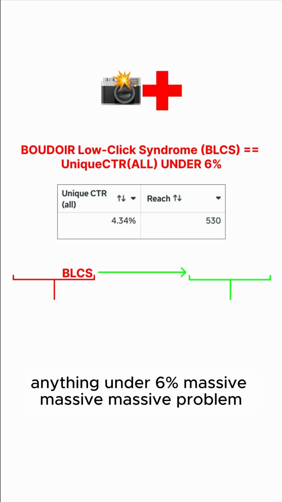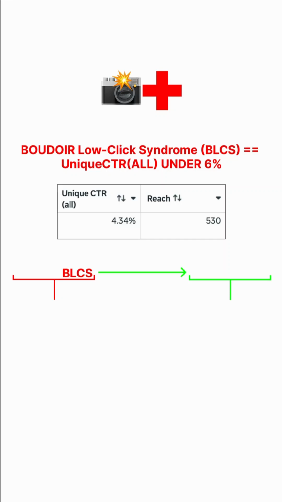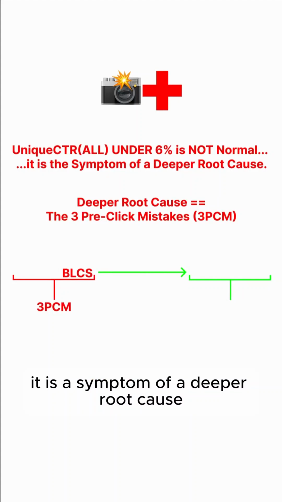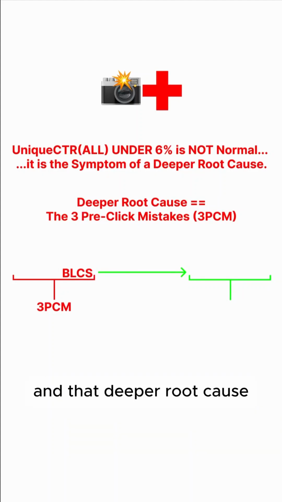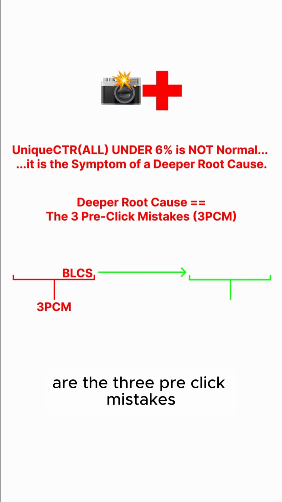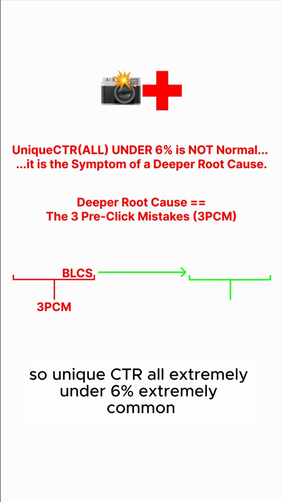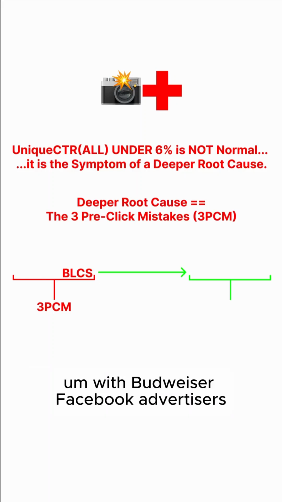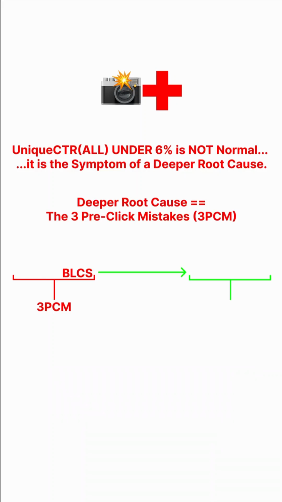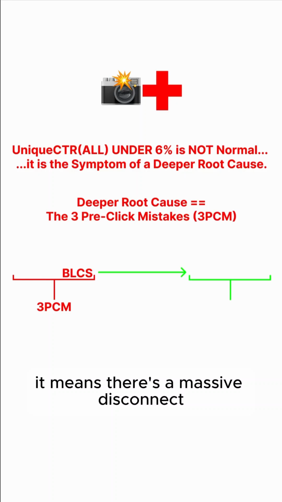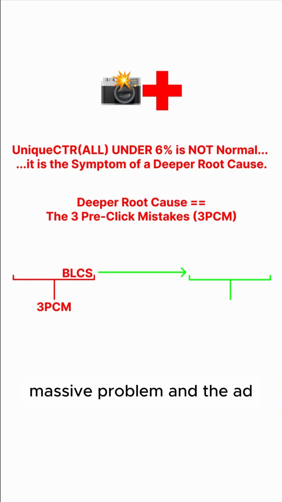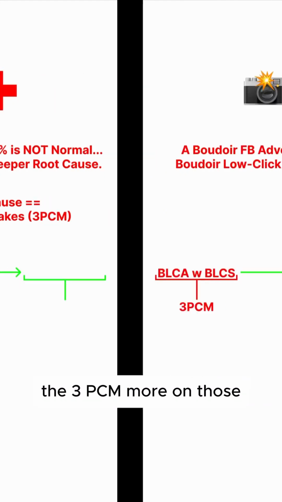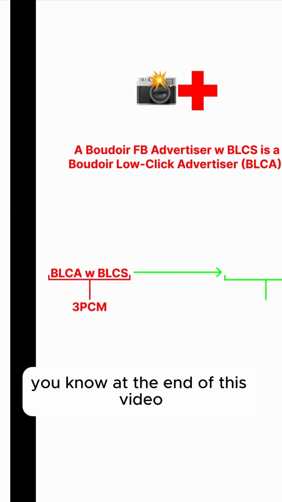Anything under 6%, massive, massive, massive problem. And that's because a unique CTR all under 6% is not normal. It is a symptom of a deeper root cause. And that deeper root cause is the 3 pre-click mistakes. A unique CTR all extremely under 6% is extremely common. It's the most common thing I see with Boudoir Facebook advertisers. But it's not normal. It means there's a massive disconnect, a massive problem in the ad. And the deeper root cause is the 3 pre-click mistakes, the 3 PCM. More on those at the end of this video.